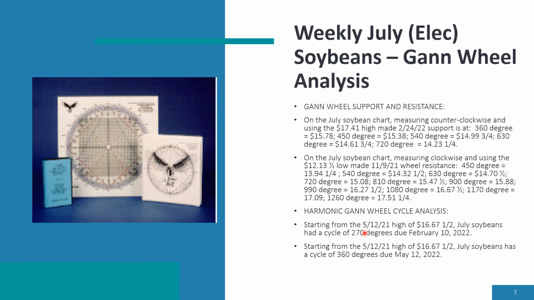Now this is the harmonic wheel cycle analysis, so we're looking at dates here. Starting from the May 12th, 2021 high of $16.67 1/2, July soybeans had a cycle of 270 degrees due February 10th, 2022. Starting from the May 12th, 2021 high of $16.67 1/2, July soybeans have a cycle of 360 degrees due May 12th, 2022, and these may mark changes of trend.